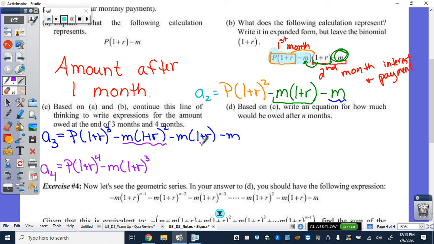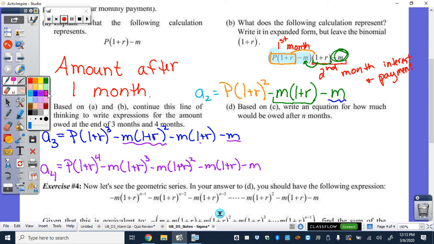The exponent on this one would become what? Squared, because now that payment was 2 months ago. This one would have to be multiplied by 1 plus r, because now that was a month ago. And then I'd need a new minus m for this current month. So if you notice, we just keep adding on to this part right here. So month 5, I'd have this one to the 4th, this one would be to the 3rd, this one would be squared, this one would be times 1 plus r, and then there'd be another minus m at the end. So it just keeps expanding itself that way.